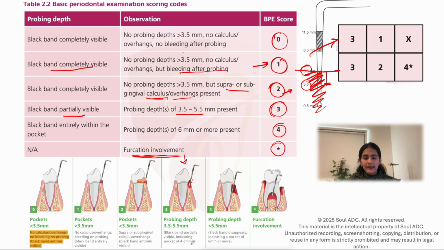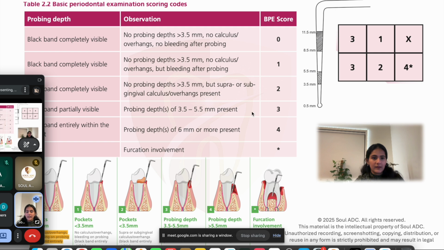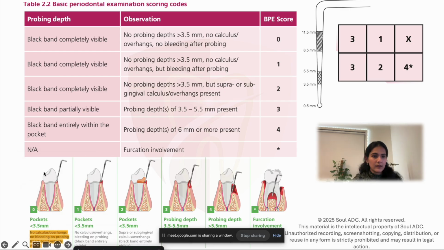Now, give me 1 second, everyone. Okay, so we have discussed this part till yet. 1 second. Any doubts so far?